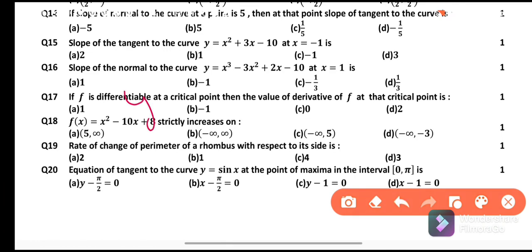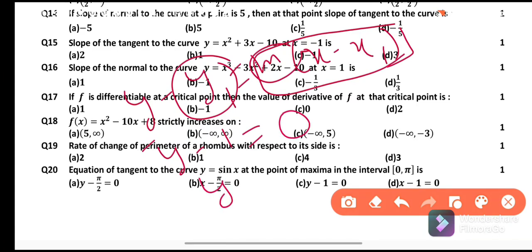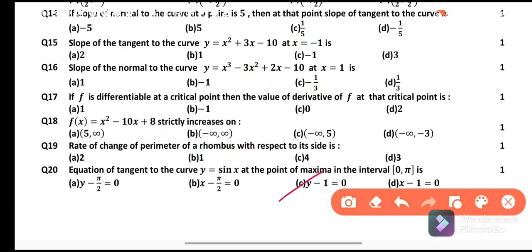Now equation of line is y minus y1 is equal to m times x minus x1. Now y1 is equal to 1 and slope is equal to 0. So this whole term is equal to 0. Now equation is y minus 1 is equal to 0. So answer is C option.